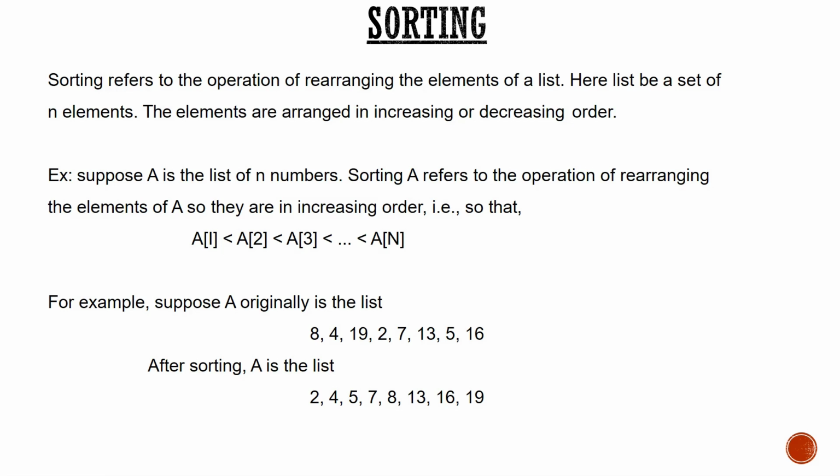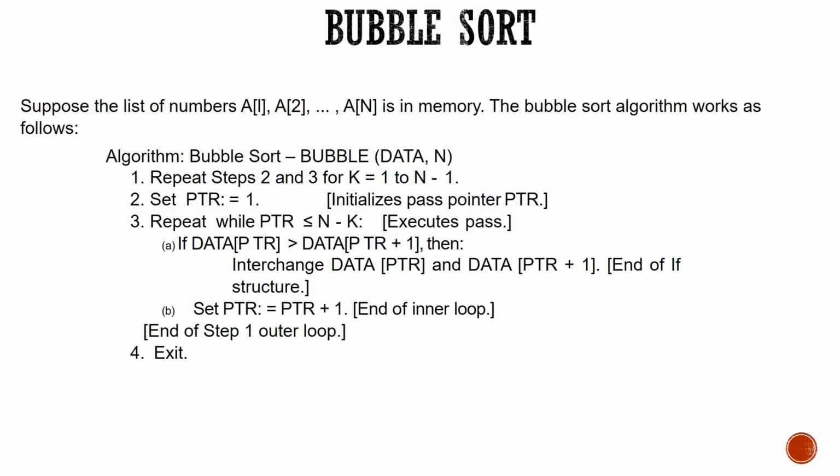So let us consider the example. The elements are unsorted. Let the elements be 8, 4, 19, 2, 7, 13, 5, 16. I want to sort these elements in the ascending order. Then what will be my result? 2, 4, 5, 7, 8, 13, 16 and 19. Right? For this sorting, there are many algorithms. For your syllabus, we are considering the bubble sort algorithm.